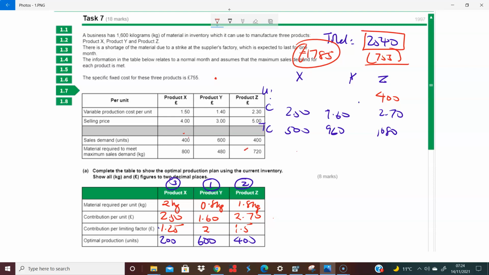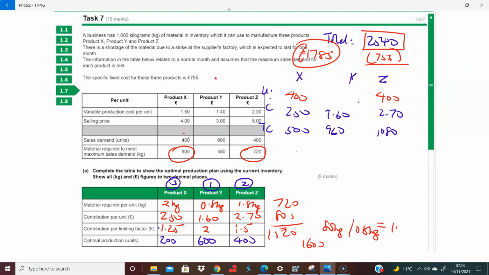If you make Z first, you'd have used 720 kilograms. Then you can say, I'm going to make all of X because that gives me the next highest contribution. So you're going to use all of the 800, and make 400 units of X. If you did 720 plus 800, that's 1520. You need 1600 kilograms. So that means you have 80 kilograms left to make Y. Remember that Y needs 0.8 kilograms a unit. So you can make 100 units of Y, can't you?